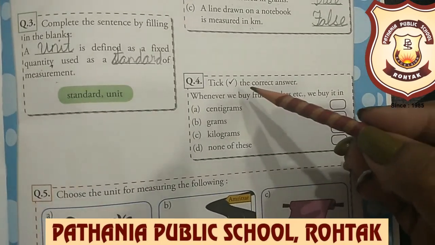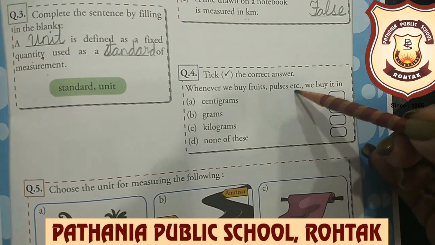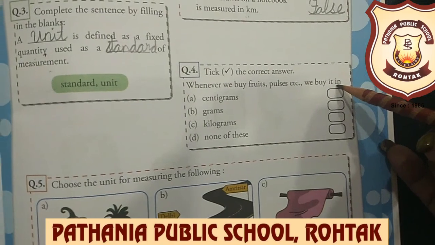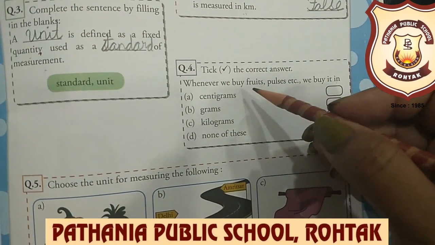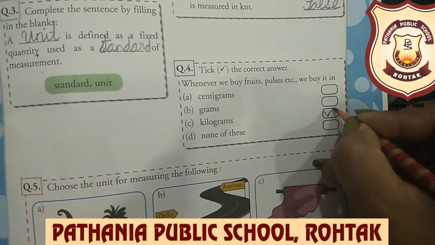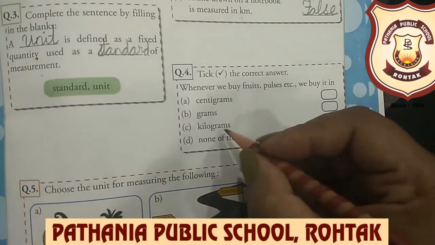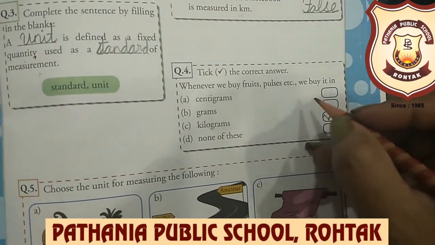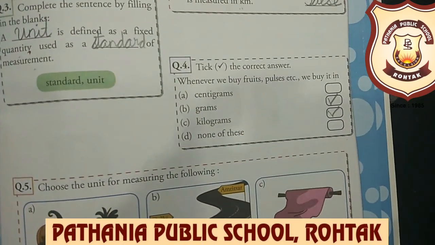Now come to question number 4. Choose the correct answer. Whenever we buy fruits, pulses, etc., we buy them in. Yes, beta, I have told you that mostly we buy fruits, vegetables, etc. in kilograms, but it depends on the need of each individual. So sometimes we buy them in grams also. So here you will take both the answers.